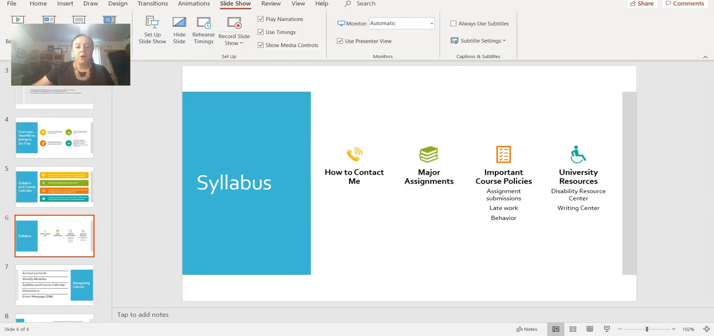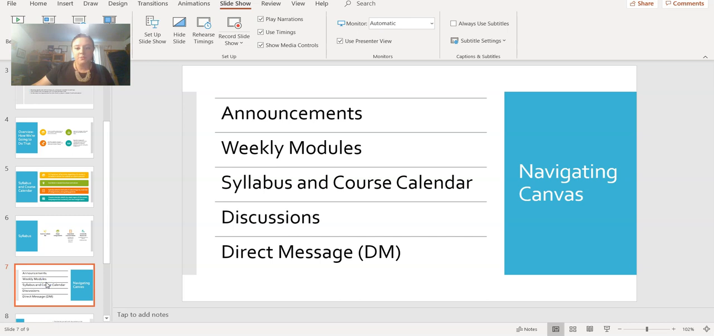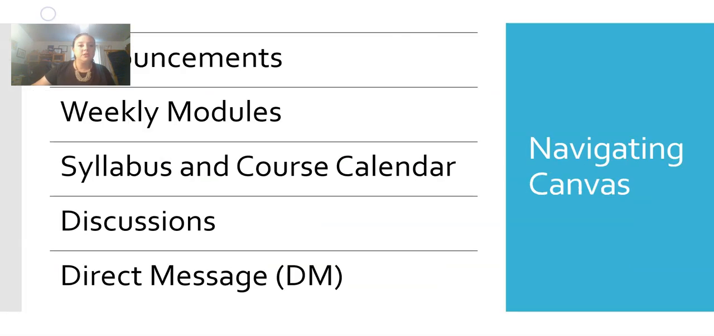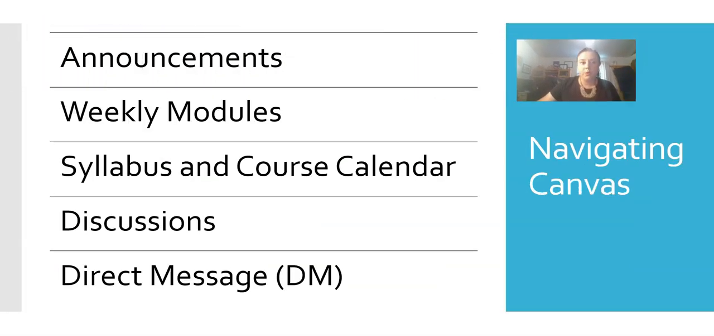All right, so hopping back here, let's do a brief overview of what we're going to look at with Canvas. So our Canvas, it's taken me a while, but I've got this organized in a way that I think is hopefully pretty helpful. So we will look at the announcements, we'll look at the weekly modules, we'll find the different locations for the syllabus and course calendar, as well as the discussion, and go over direct messaging.